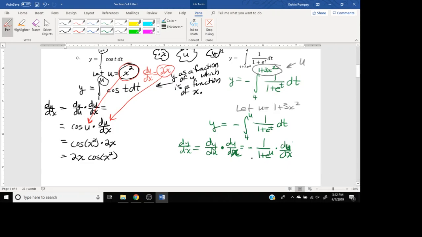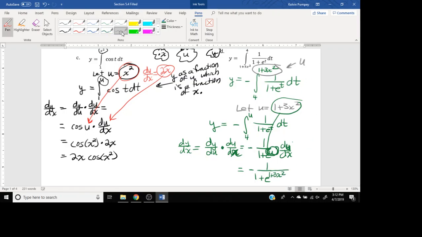Well, since I want this to be with respect to x, I'm going to replace what u equals with respect to x. So I get a negative 1 over 1 plus e to the, well, I let u equal 1 plus 3x squared, so I'm going to put that here. It's a 3x squared, not just x squared, and that's the exponent on the e.